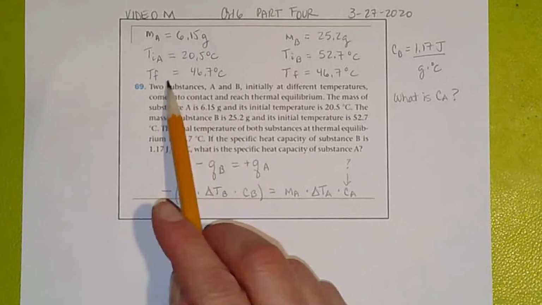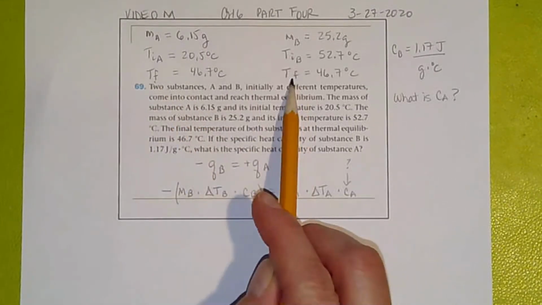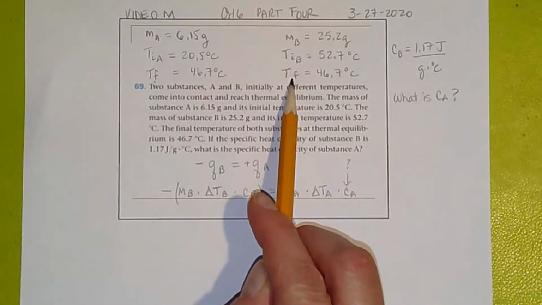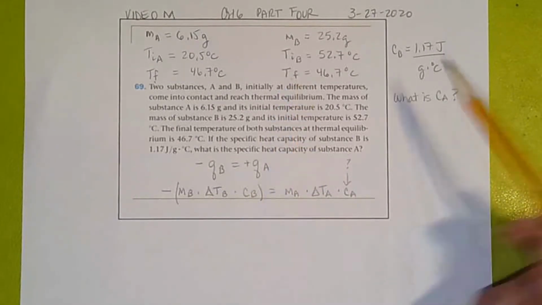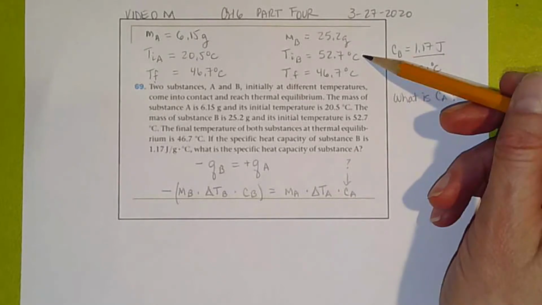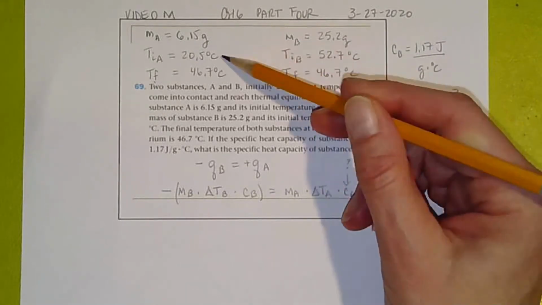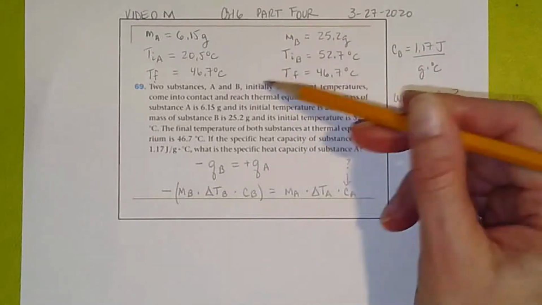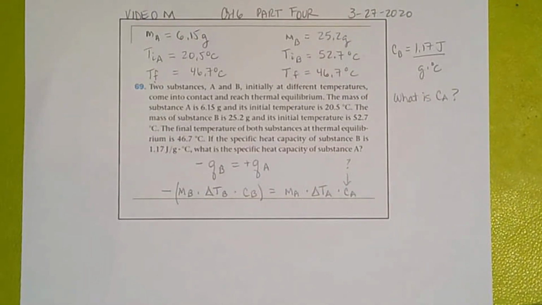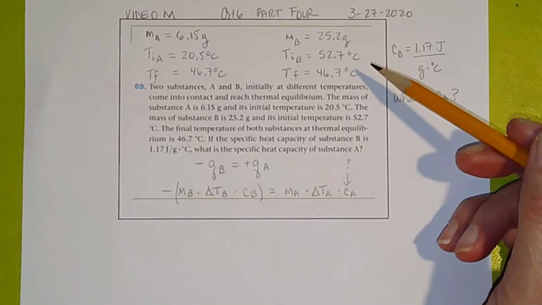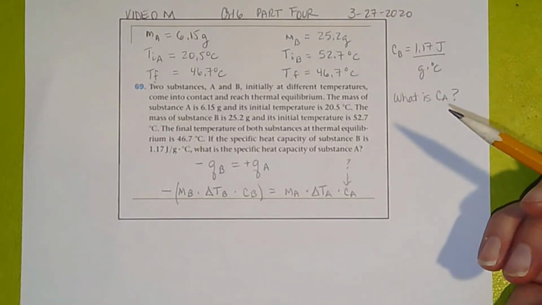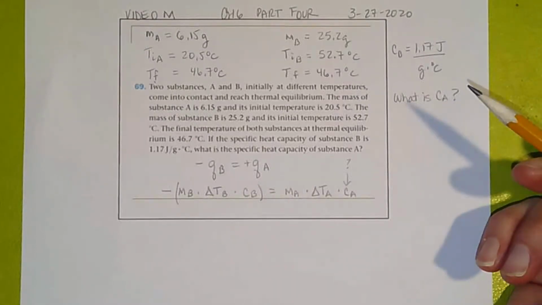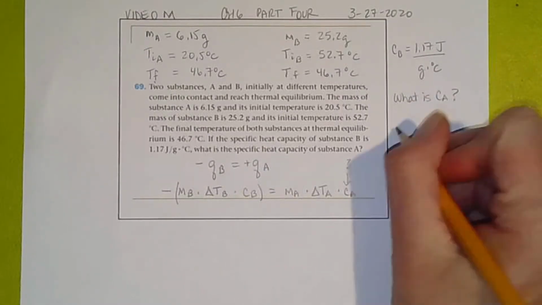So we can see up here that the final temperature is going to be the same for each because they're being allowed to reach the same temperature. B is going to start out at a warmer temperature than A, and so they're going to meet somewhere in the middle. So if we look at this, we can go ahead and determine delta T for A and delta T for B. And let's see, what are those?